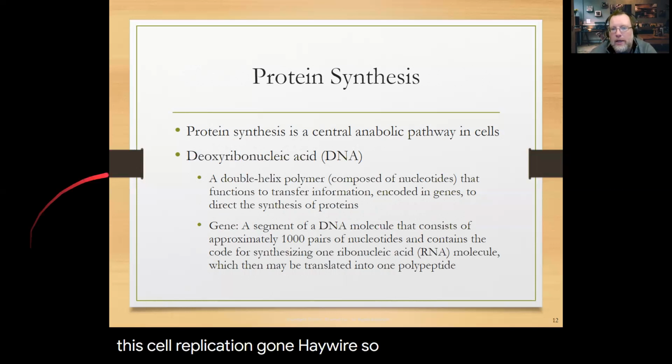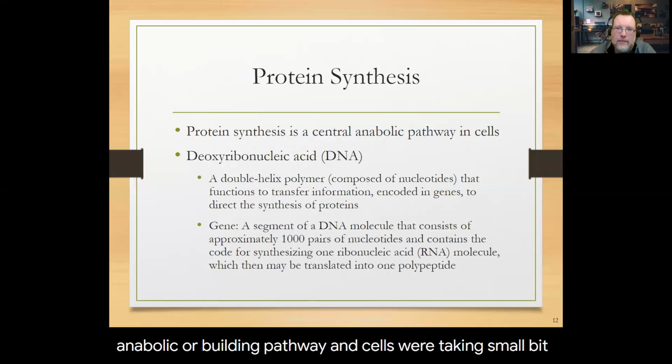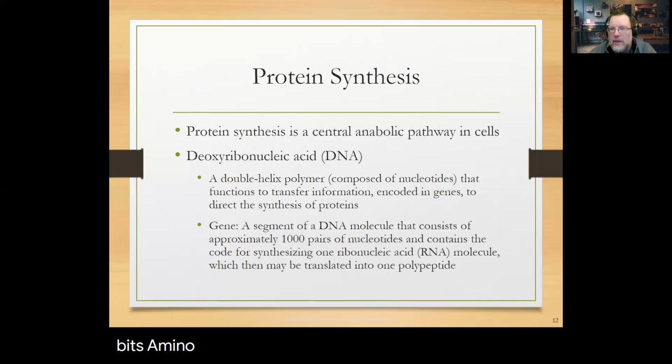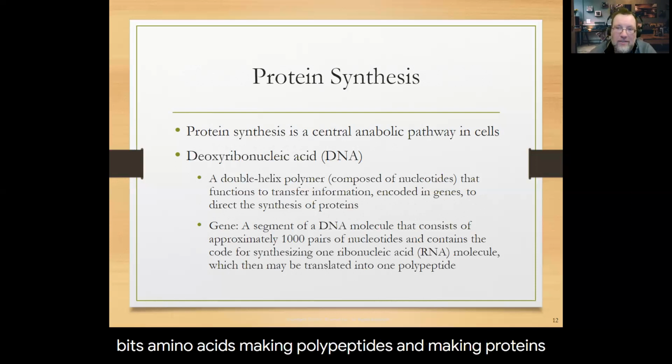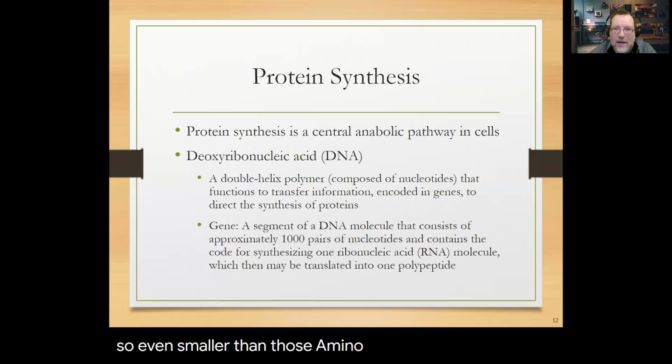So anyway, it's the primary anabolic or building pathway in cells. We're taking small bits, amino acids, making polypeptides and making proteins. So even smaller than those amino acids, we can take these base pairs, break them apart, get a little map of what we want to create, and translate that map or that code, and go from there.